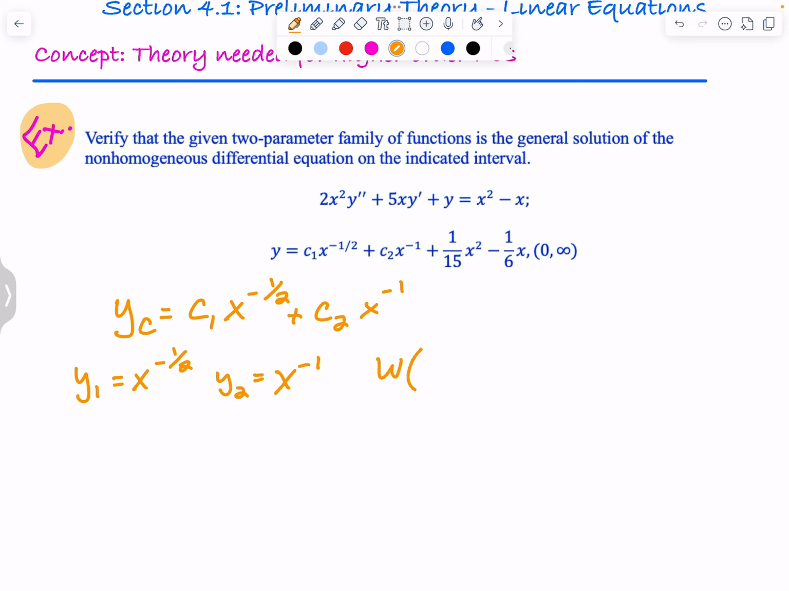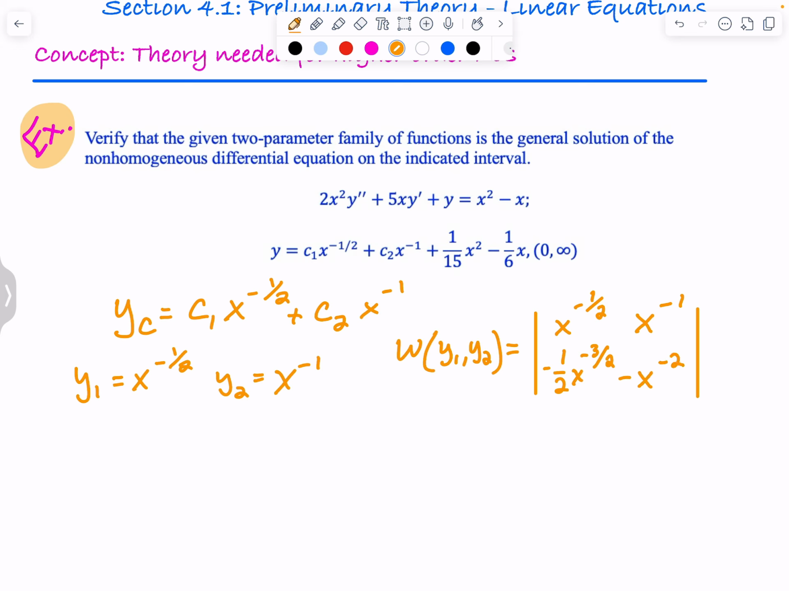To show that they are a fundamental set, I have to use the Wronskian. I don't think we're going to need a lot of space here. So the Wronskian of y sub 1, y sub 2 is equal to x to the negative 1/2, x to the negative 1. We only need one derivative down since there are only two. So I got negative 1/2 x to the negative 3/2, and then negative x to the negative 2.